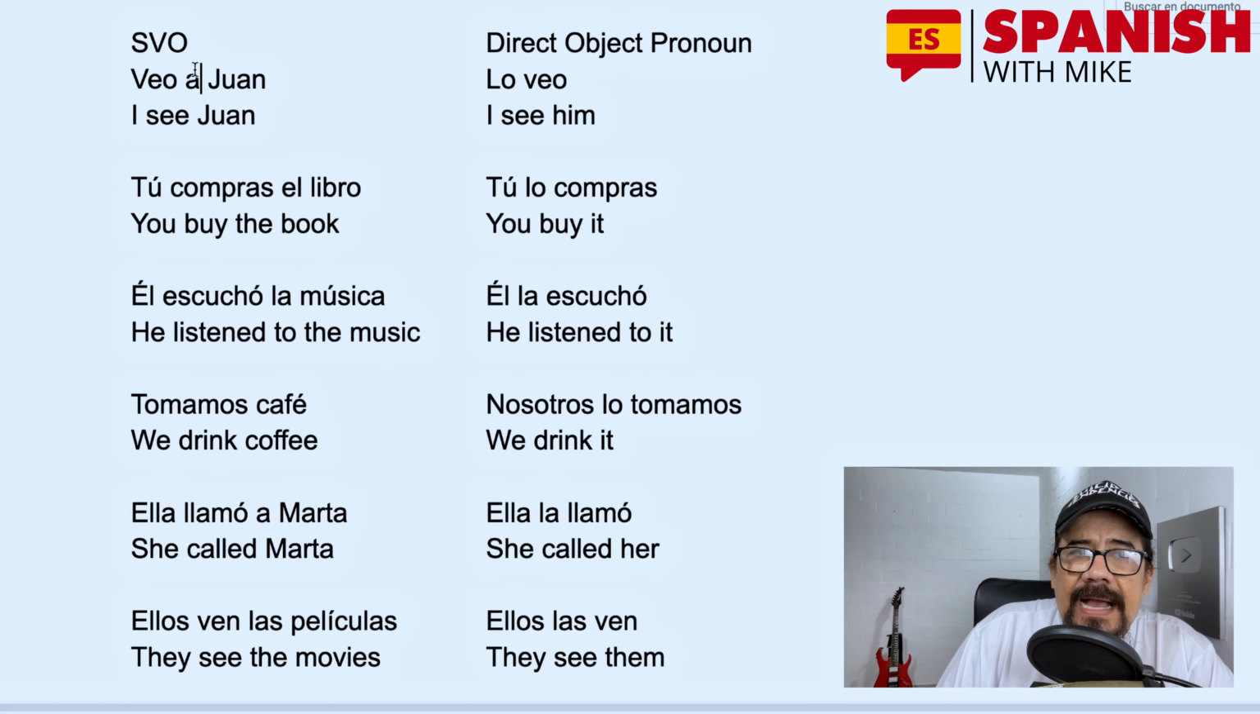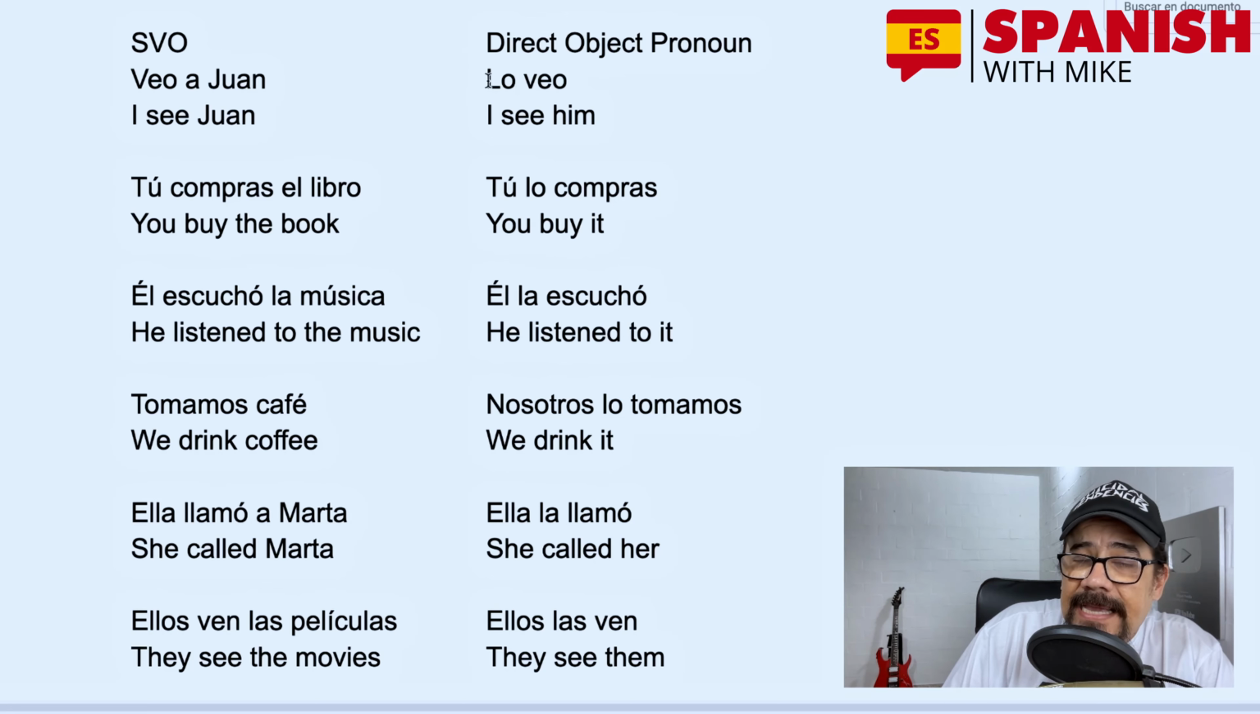I can replace a Juan with the direct object pronoun in Spanish. In this case, I just say lo veo. And as you can see, in English, we use the direct object pronoun just after the verb. In Spanish, we use it before the verb. Sometimes we can use it after the verb, but for now, let's say that we're going to use it just before.